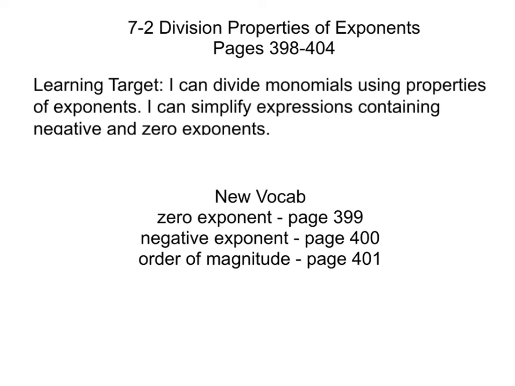You can follow along pages 398 through 404. Your learning target: I can divide monomials using properties of exponents. I can simplify expressions containing negative and zero exponents. Again, I can divide monomials using properties of exponents, and I can simplify expressions containing negative and zero exponents.